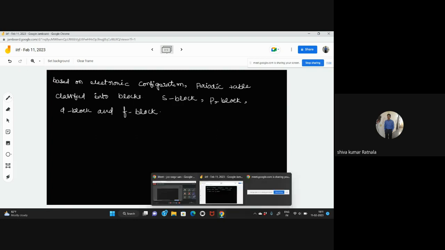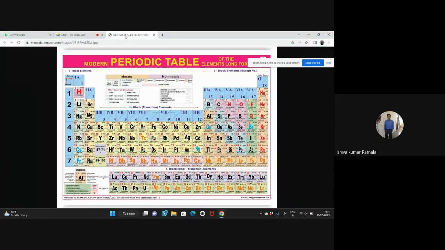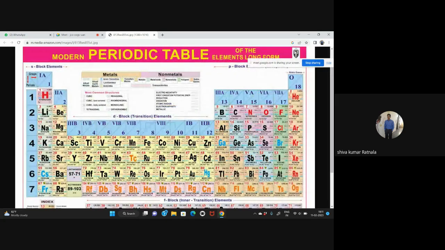One second, let me show the periodic table also. Now you can see my screen, right? Students, can you see my screen? Yes, sir. See, now you can see green also, right? See here, groups are there. First group, which is also called the 1A group. See where my magnifier is moving, please see once.